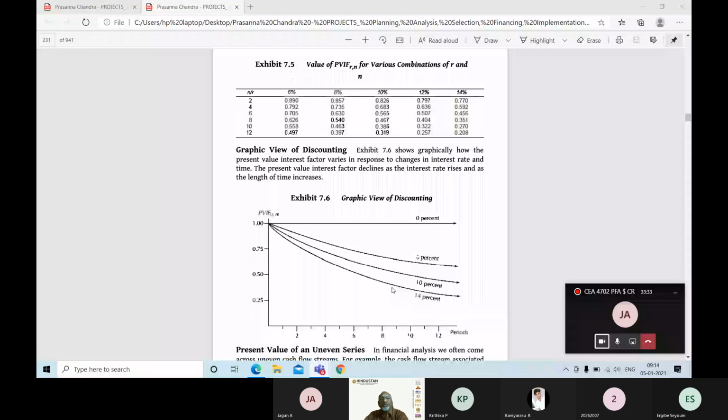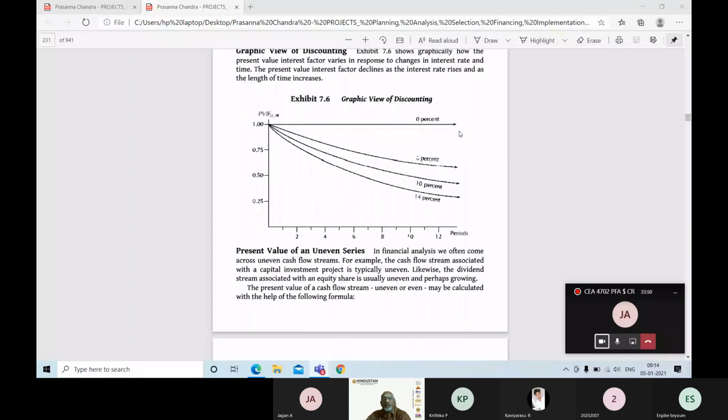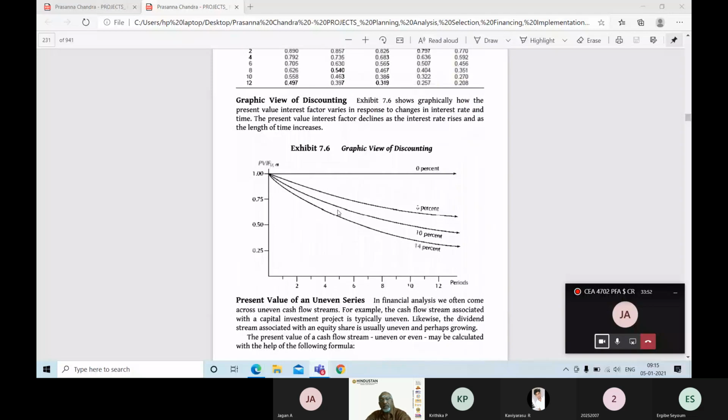There is a table of PV values for various combinations, up to 12 years and interest up to 14%. It is also possible to extend it beyond 12 years and to higher interest rates. Here is also a graphical view of the discounting factor. Whenever the percentage increases, the discounting factor is also less. For example, the factor at 6%, at 10%, and at 14% falls in between 0.25 and 0.5.